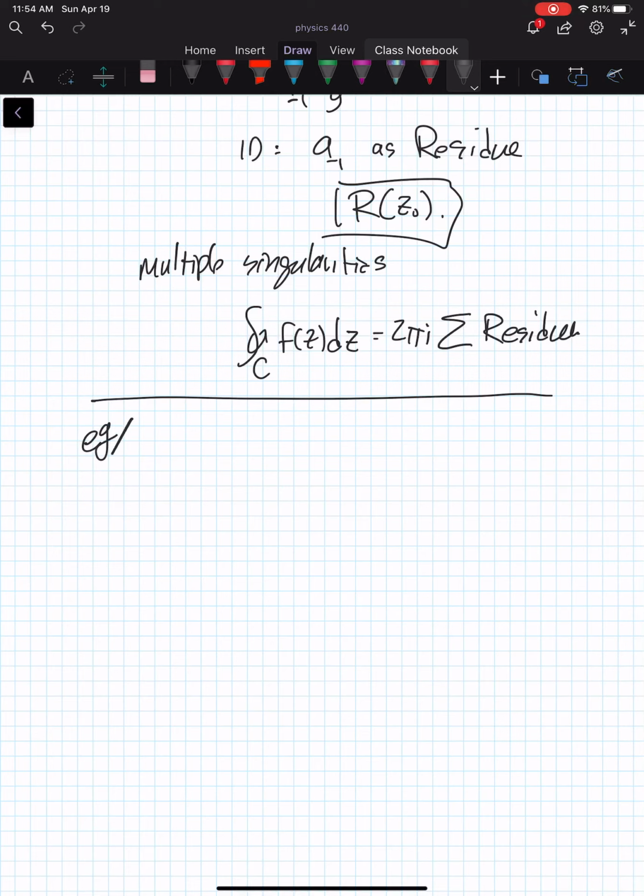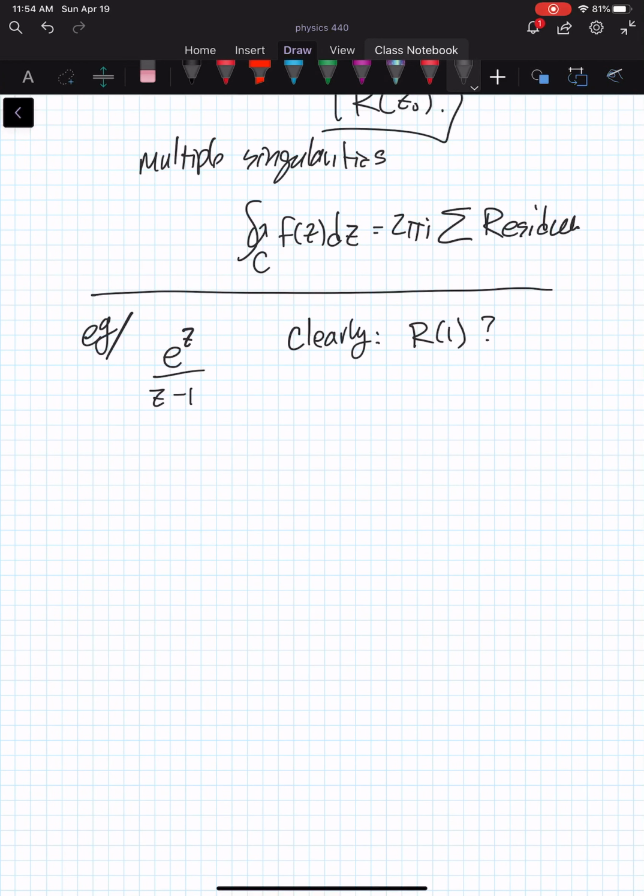So, for example, let's consider the function e to the z over z minus 1. And clearly, I hope, we can ask the question, what is the residue at z equals 1? In other words, we could probably construct a Laurent series based on this function. Now, the trick here is always to figure out what you're going to expand with a Laurent series. So in this case, what we're going to do is expand about z minus 1.